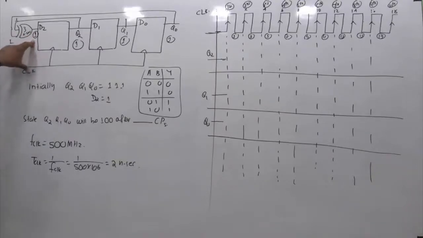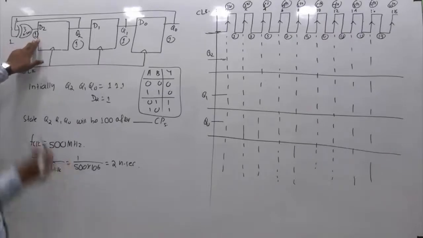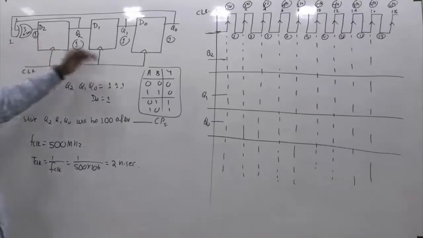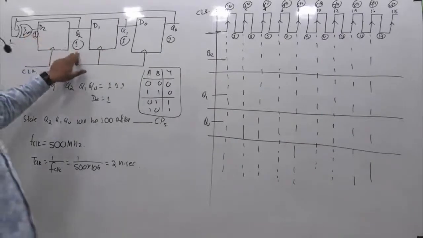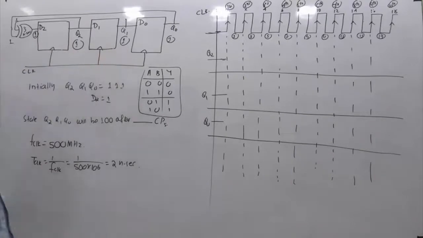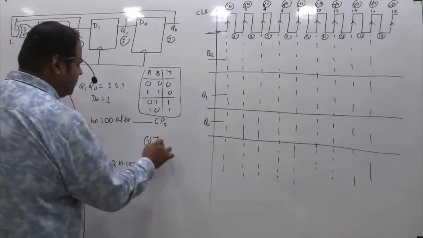That means at t equal to 0, when the first edge is coming and it's a synchronous circuit, all flip-flops receive the clock simultaneously. At t equal to 0, the input to this D flip-flop is 1, to this one also 1, and to this one also 1. So what is going to happen? The property of the D flip-flop is the state equation Q plus equals D.